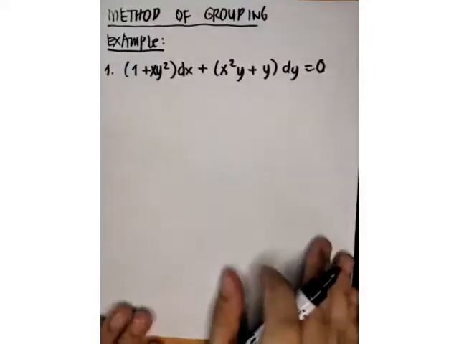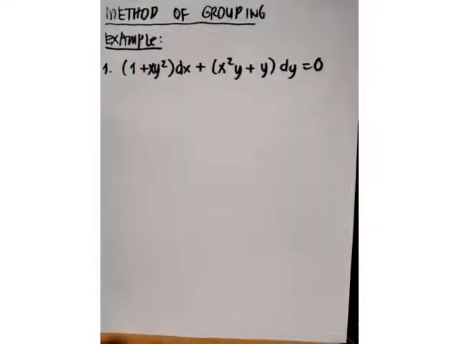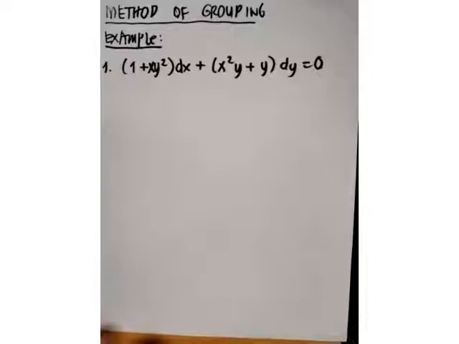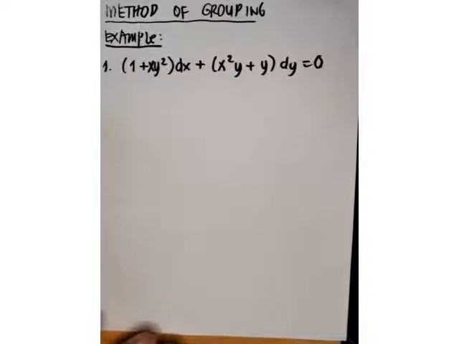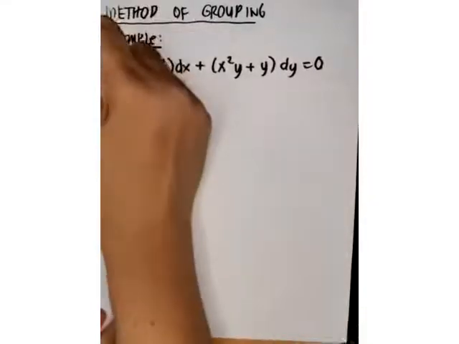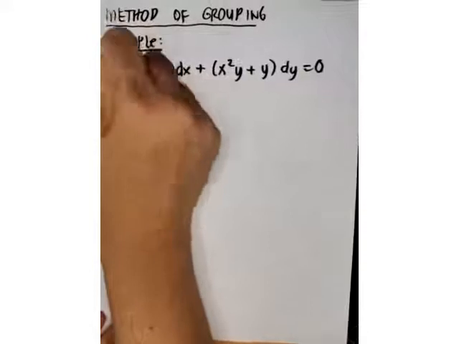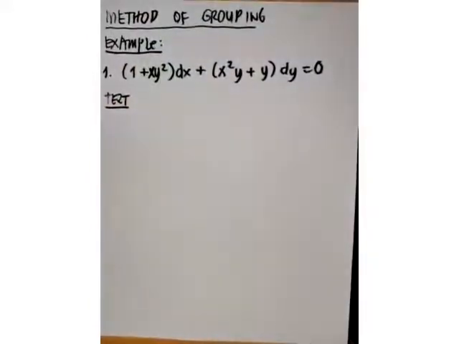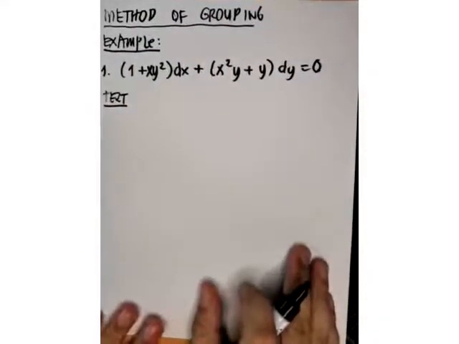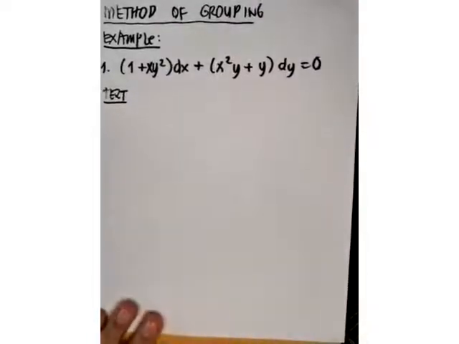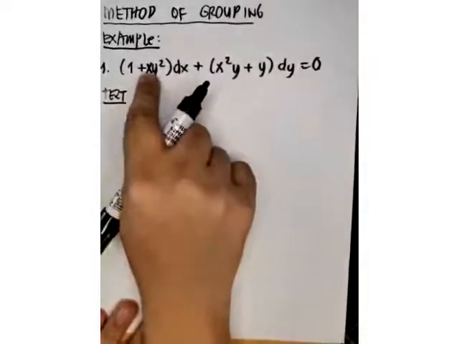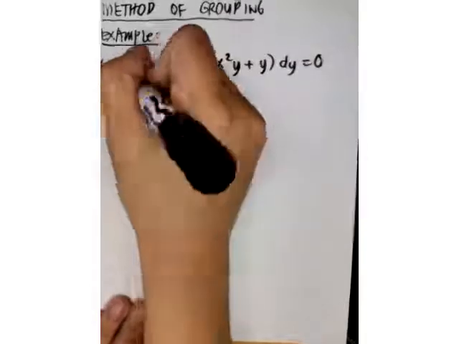So, una nating gagawin is, syempre, i-test natin kung anong method ang gagamitin. Alam natin hindi siya pwedeng separable, so i-test na natin siya for exactness. Yung method, mamaya ko i-explain. Gusto ko siyang i-explain in terms of an example.